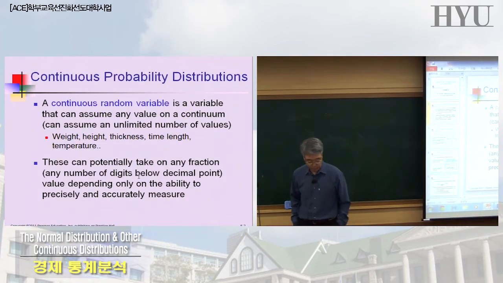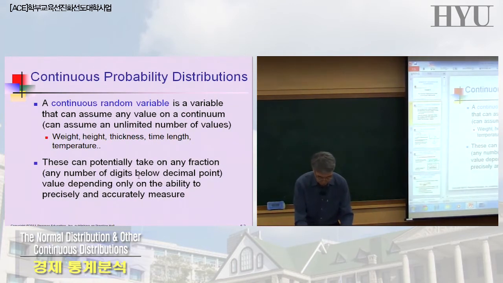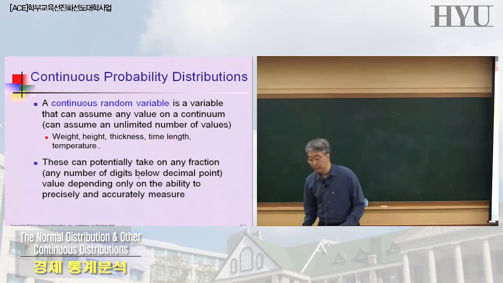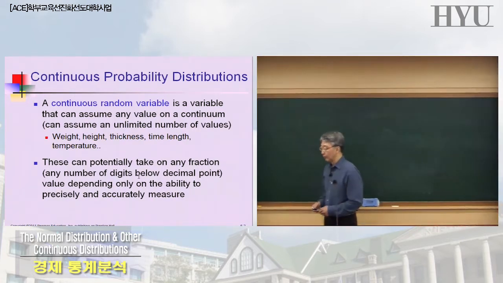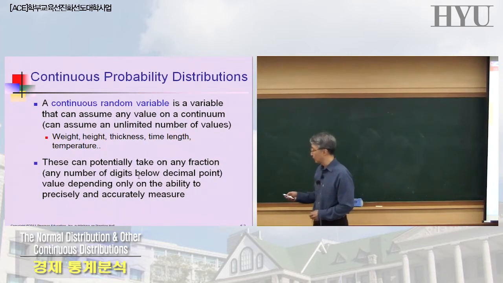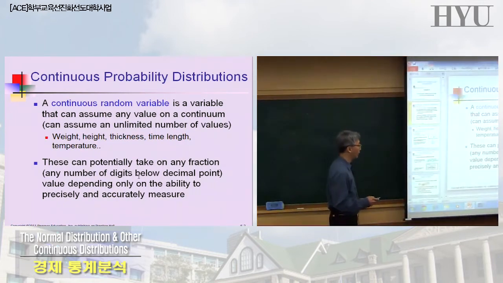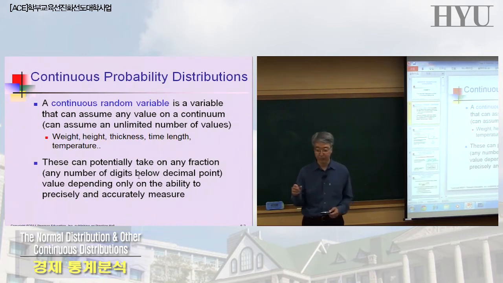Well, first of all, continuous probability distribution. We're talking about continuous random variables, and you know what a continuous random variable is, as opposed to a discrete random variable. Examples are weight, height, thickness, time, temperature, or money. Amount of money is typically considered continuous. So you can insert any number between two numbers, because there is no gap between any two numbers.